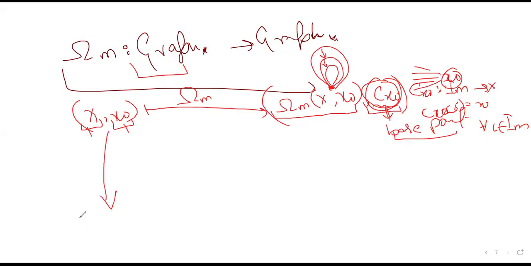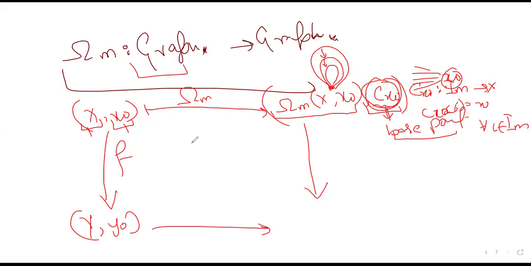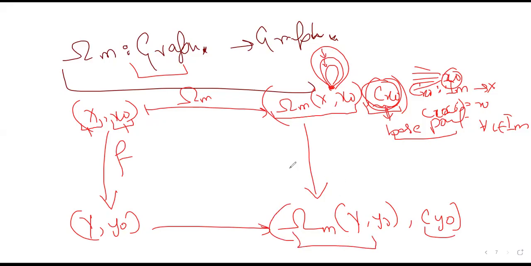Then we have a morphism from (x, x naught) to (y, y naught), which we call f. And the endofunctor omega m sends (y, y naught) to omega m of (y, y naught) with base point c y naught. Okay, this is the base point and this is the graph. So where will omega m send f? Omega m sends it to omega m of f. This is a morphism from this graph to this graph. So let's define this morphism. What type of morphism do we have?